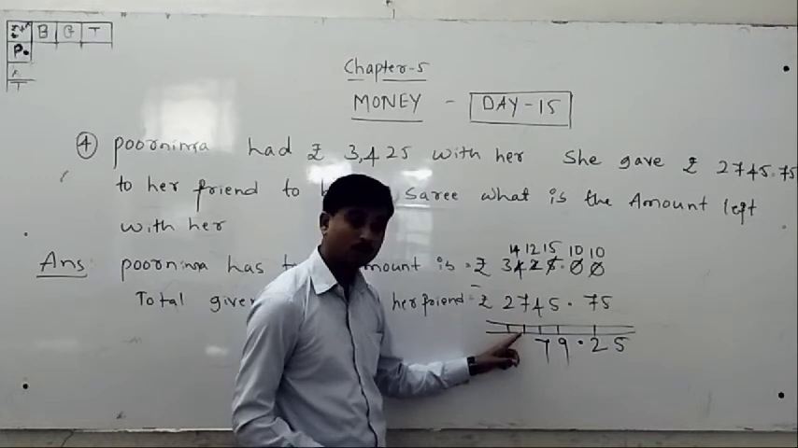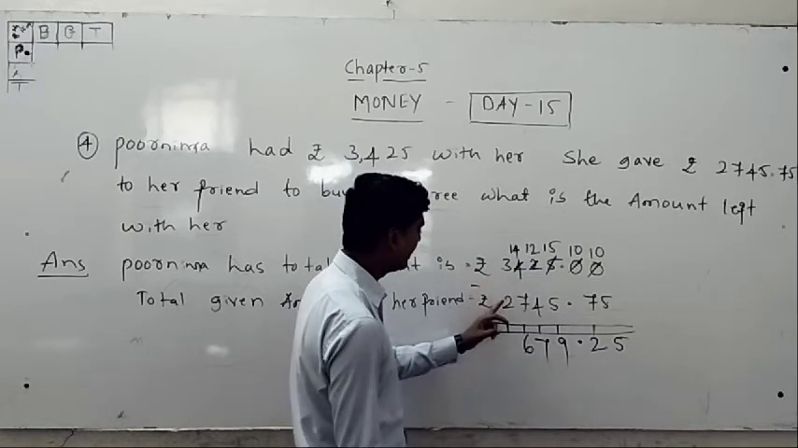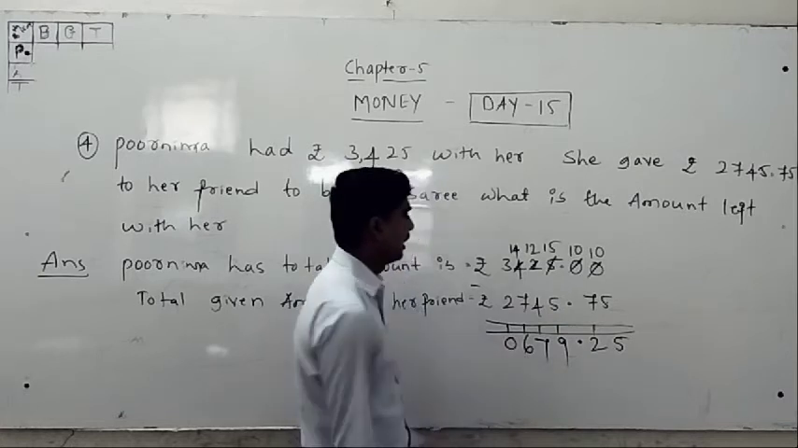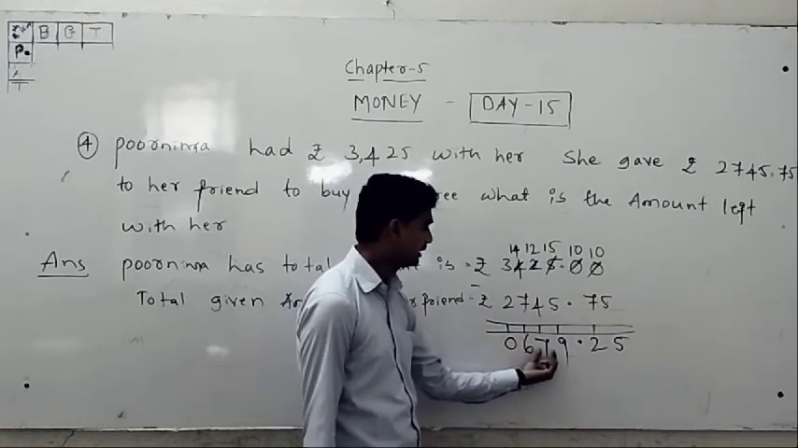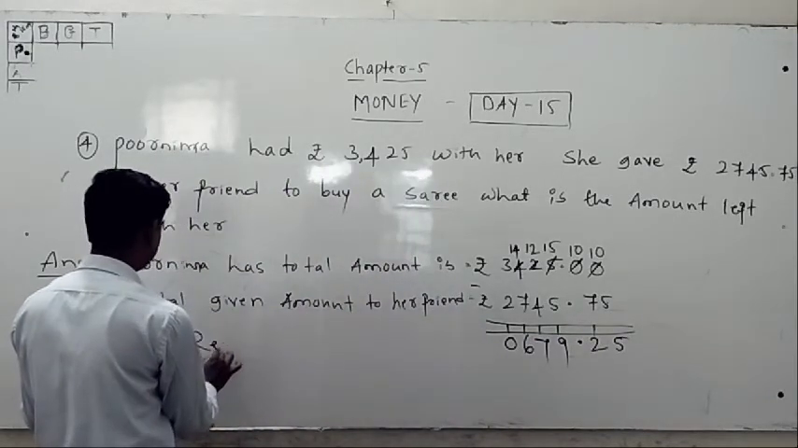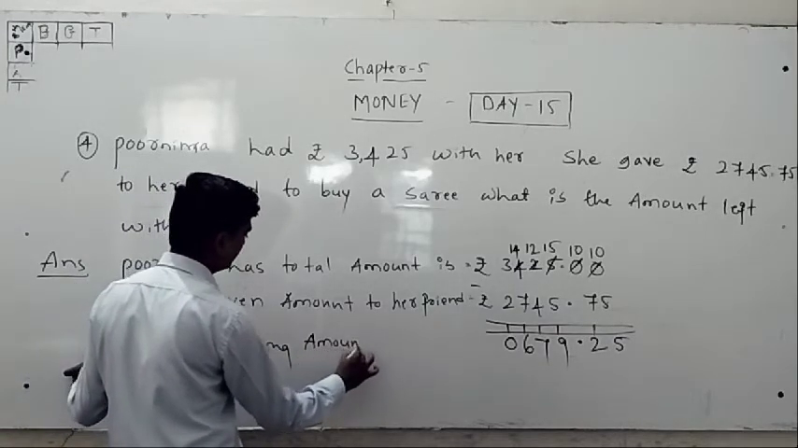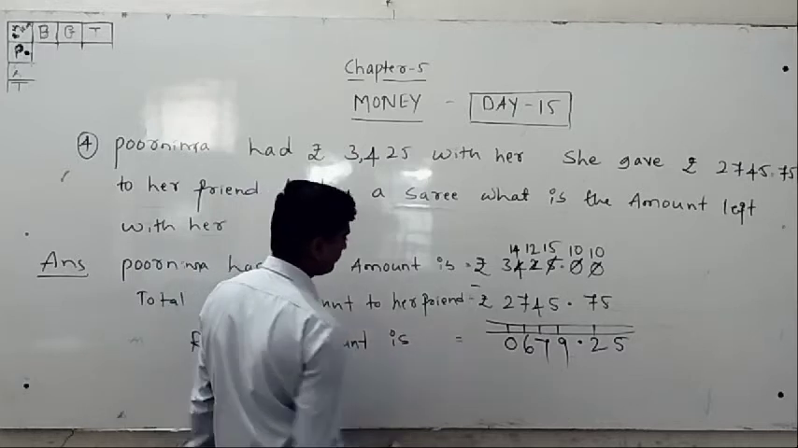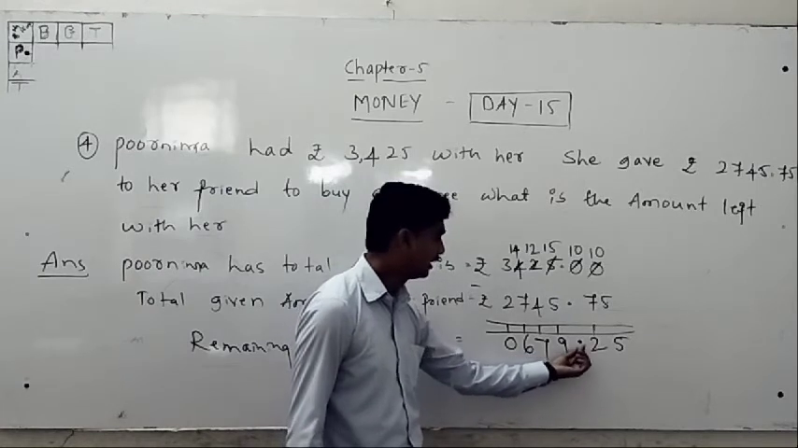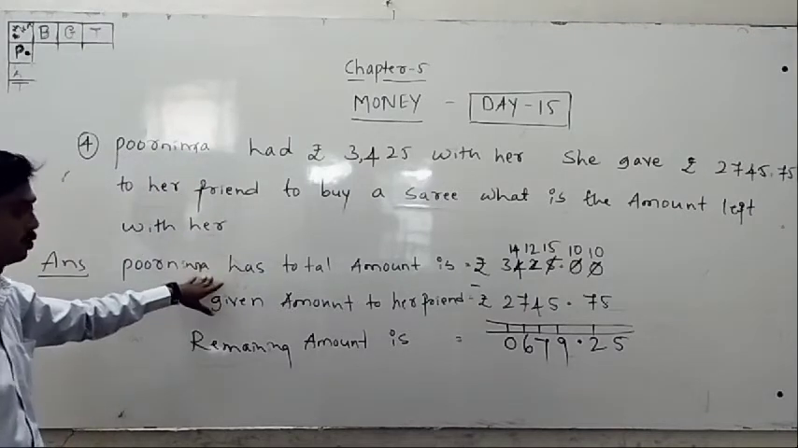Then 1 carry how to subtract. 7 minus 1, it is 6. Okay. Then here 3 and here 2 plus 1 is there carry. 3 minus 3, it is 0. Our answer is 679.25 rupees. Remaining amount is 6,679.25. Okay. All of you write down this question in red pen and this answer should be blue pen.